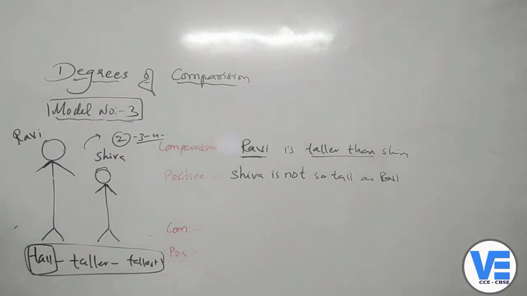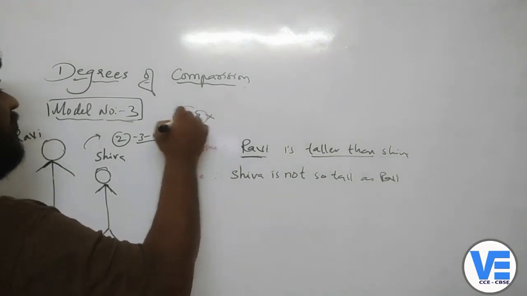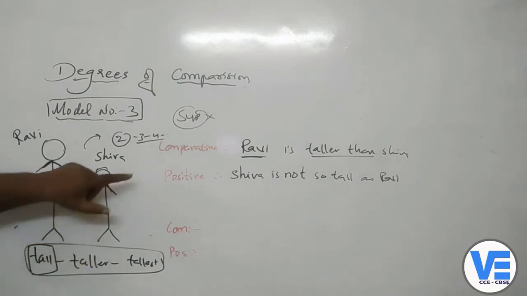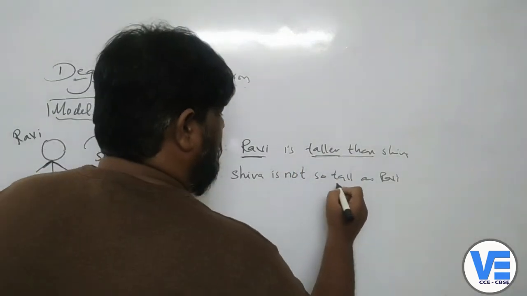Okay, this is the very easy comparison, right? When you are comparing only between two people, there is no superlative. You have to leave the idea of superlative, leave it off, and then only two are left here, right? Only two. So that is comparative and positive. That means you have to use taller or tall, right?